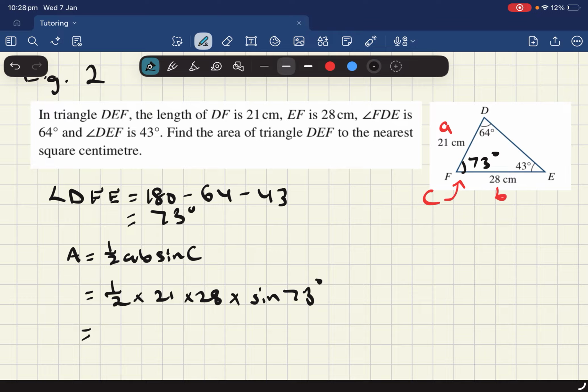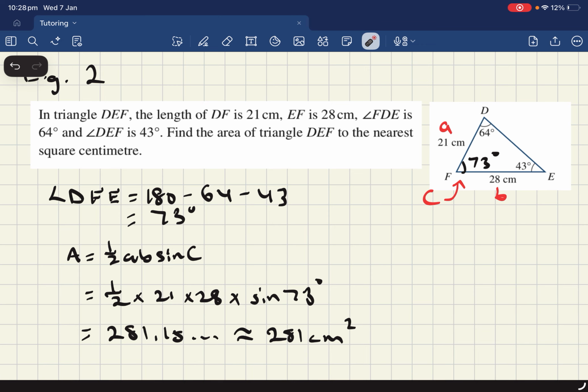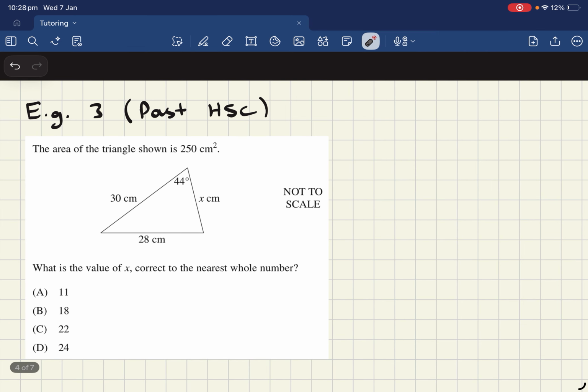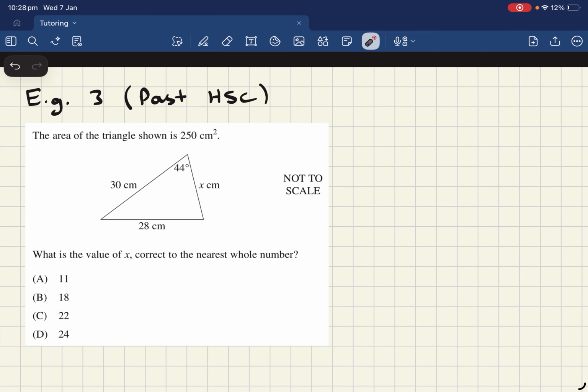Once we have that, we put it into our calculator, and this is saying to the nearest square centimeter again, so we get 281.15, which is going to equal approximately 281. And this is in centimeters squared again. Don't forget your units, and remember, we are looking for an area, so it has to be centimeters squared.